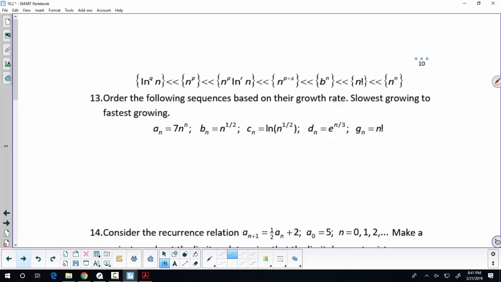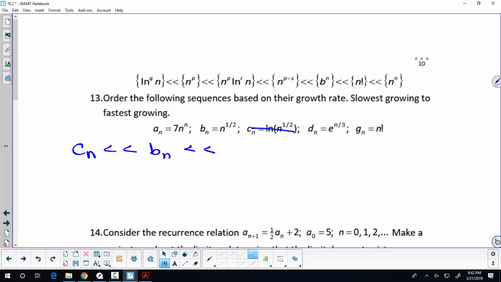So let's just rank these A, B, C, D, and G in order of growth rates, slowest to fastest. So what's the slowest growing function here? C. Do y'all agree? It involves a logarithm. Okay, then what's next? B.